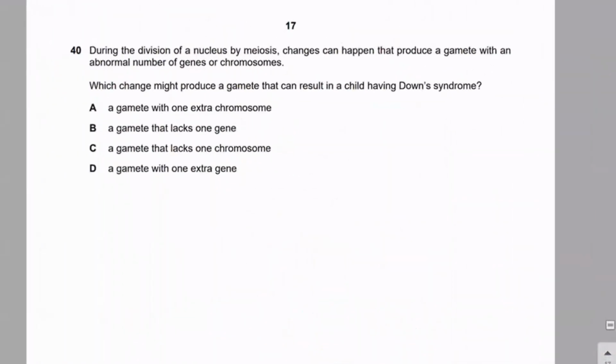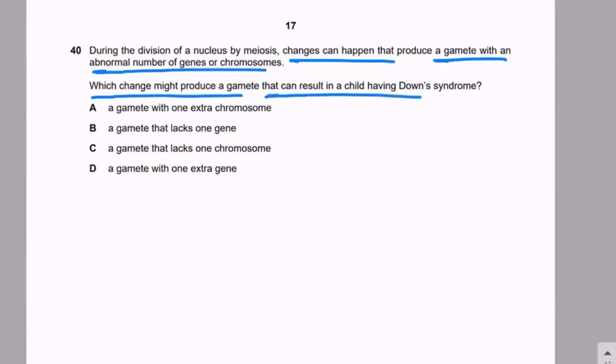Okay. MCQ number 40. During the division of nucleus by meiosis, changes can happen that produce a gamete with an abnormal number of genes or chromosomes. Which change might produce a gamete that can result in a child having Down syndrome? So the answer is a gamete with one extra chromosome.